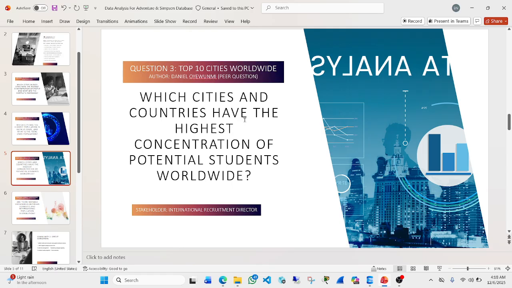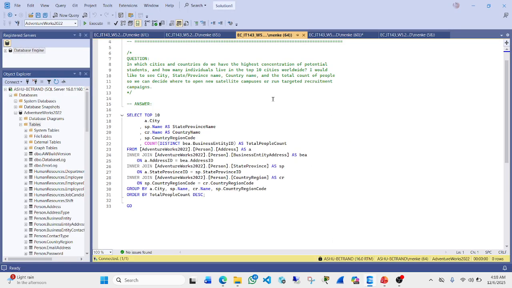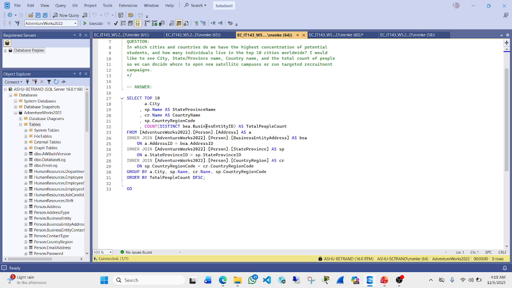Okay, our brother Daniel's question: which city has the highest concentration of potential students? So what we simply did with brother Daniel is that we created a two-part analysis. First, we had to categorize location as domestic and put the distinction, using name as state, name as country.